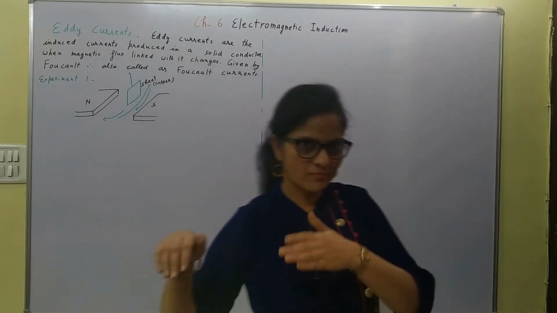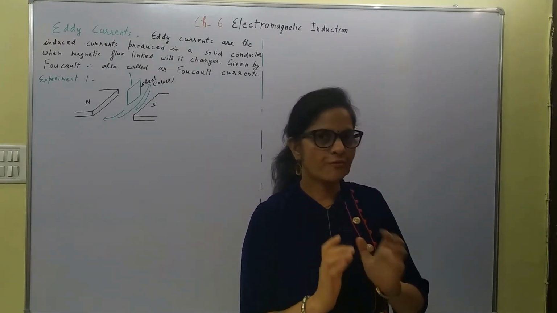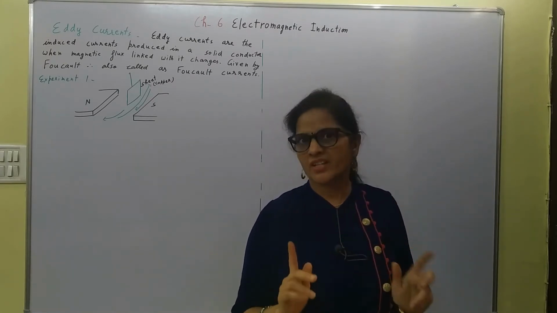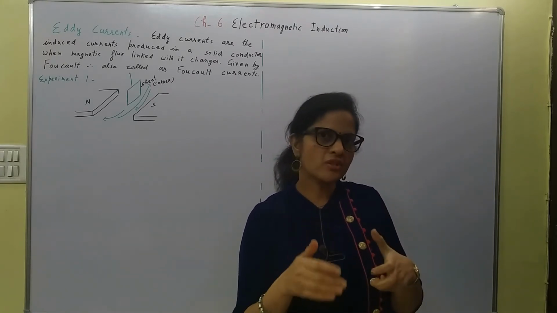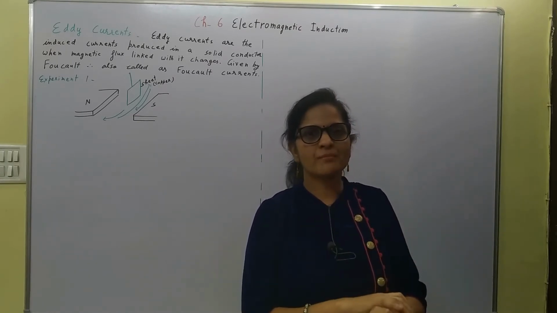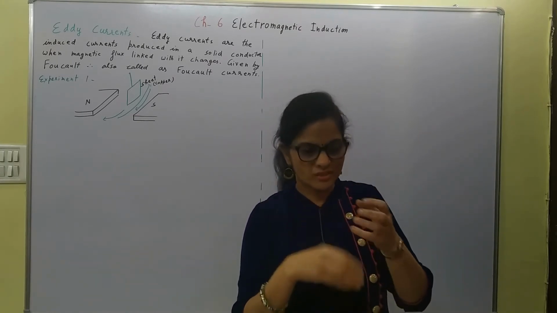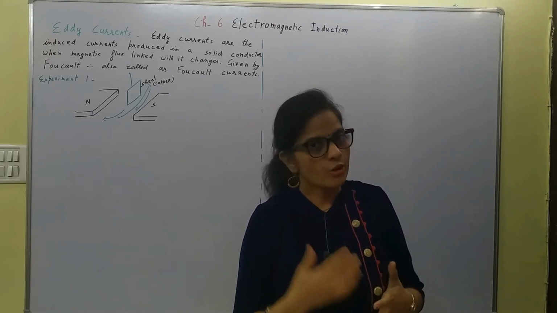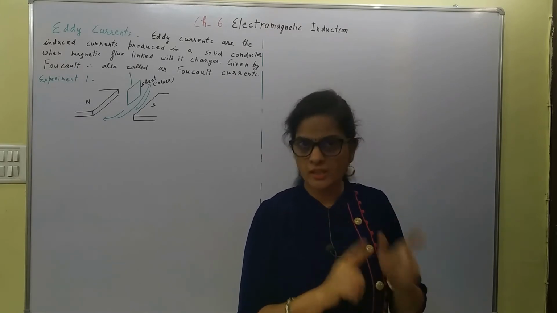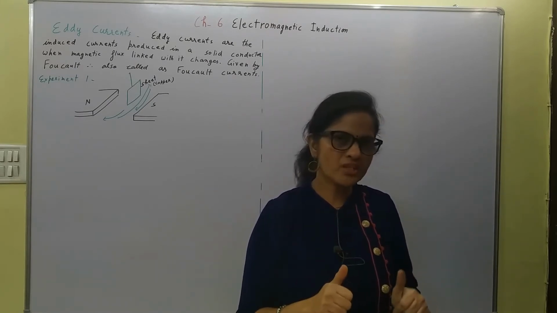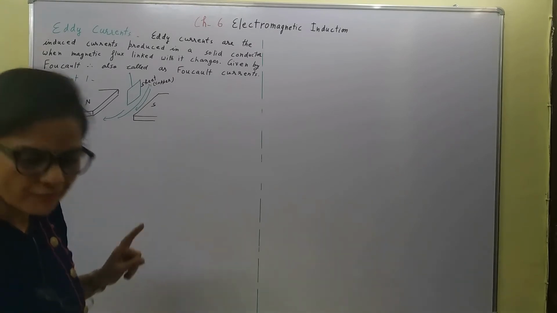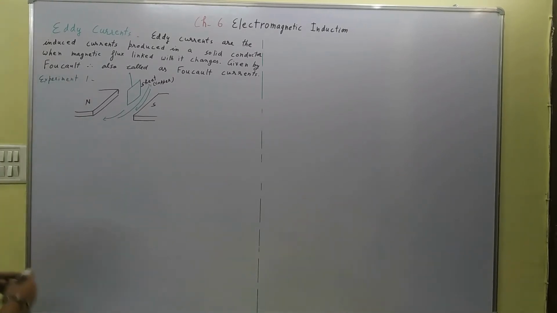So when it is entering, the direction is different, and when it is moving out of the magnetic field, the direction is different. So every time the direction of the current is changing, right? What is happening when something changes frequently? There is a loss of energy. So that's why these eddy currents give rise to heat, which results in loss of energy, and that's why the oscillations of the pendulum stop after some time, which is a very important thing.